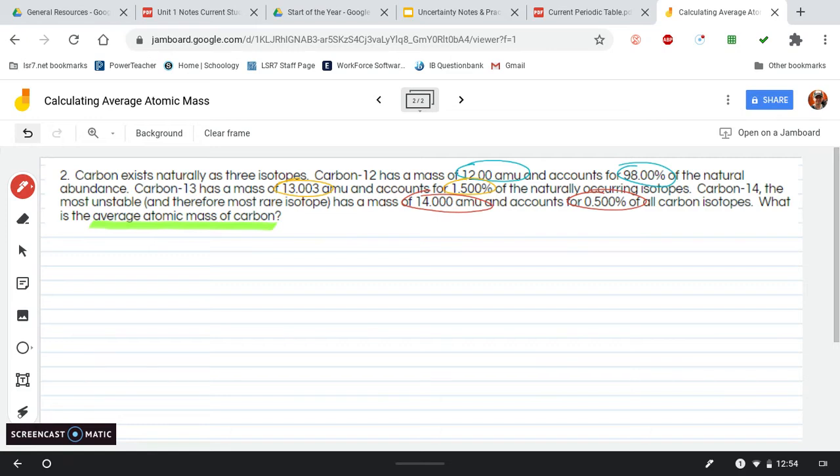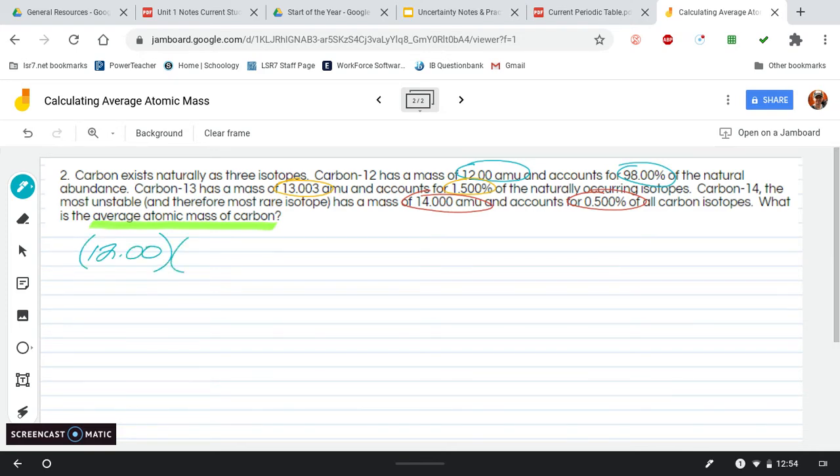So we've got these three numbers, same as you just did in the previous example. We're going to take the mass, multiply it by the percentage, and then add them up. So let's start with the 12.00, and let's multiply it by the 98.